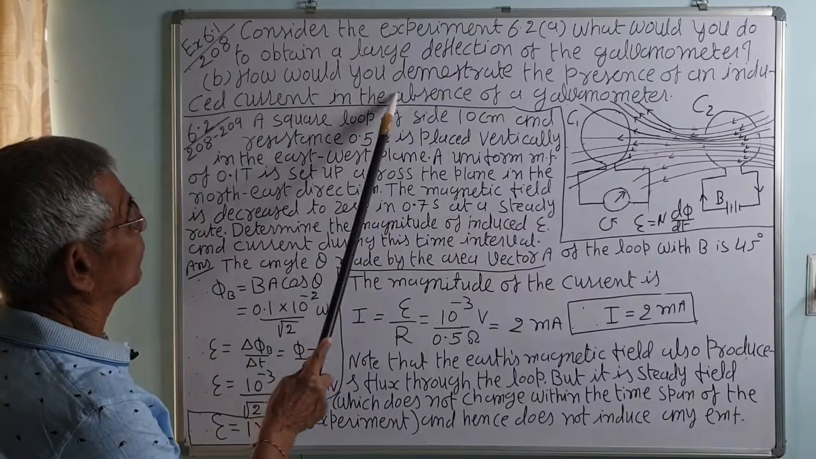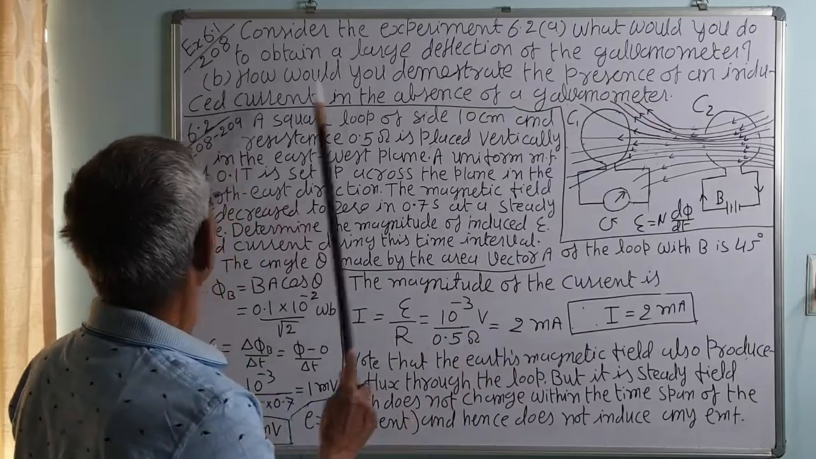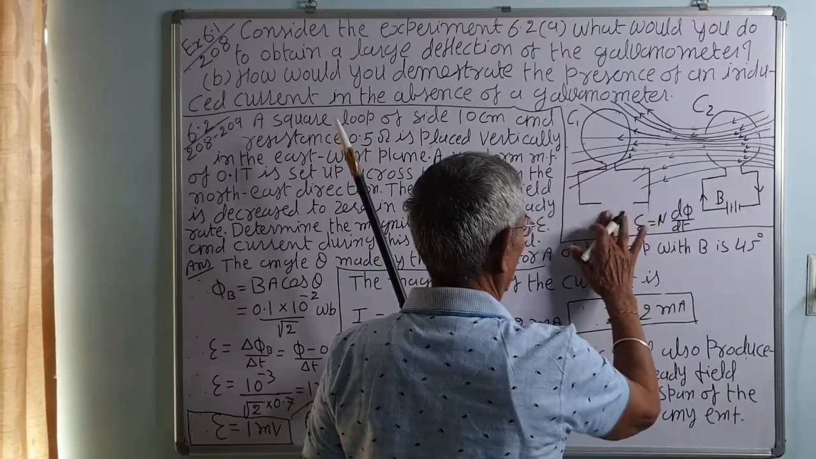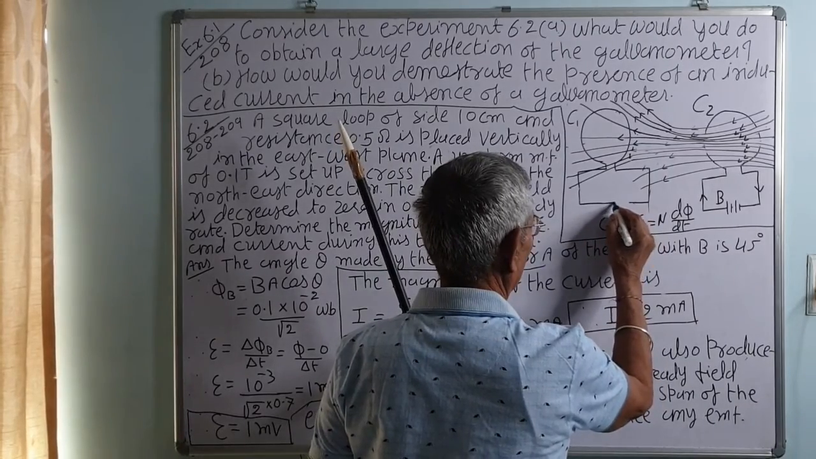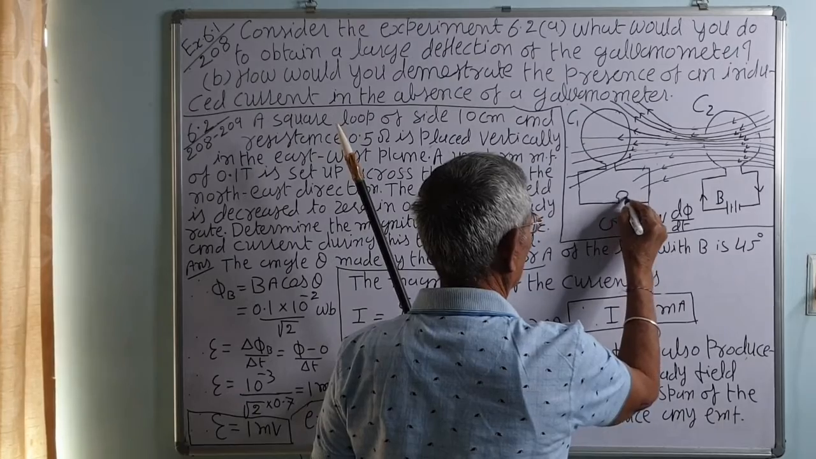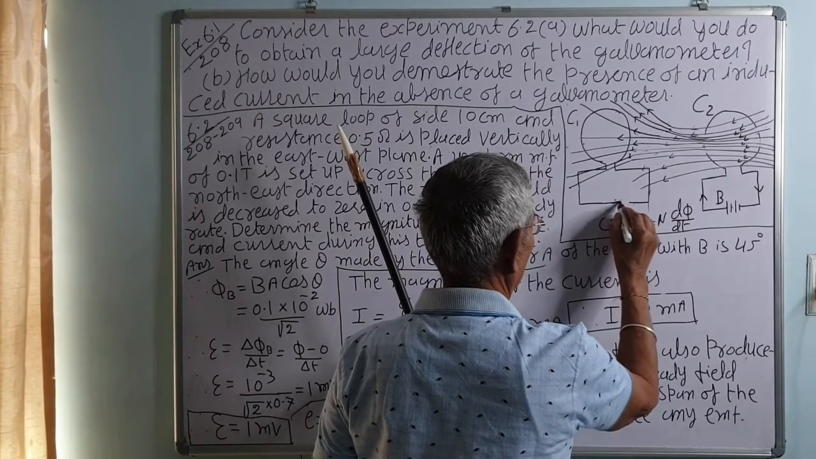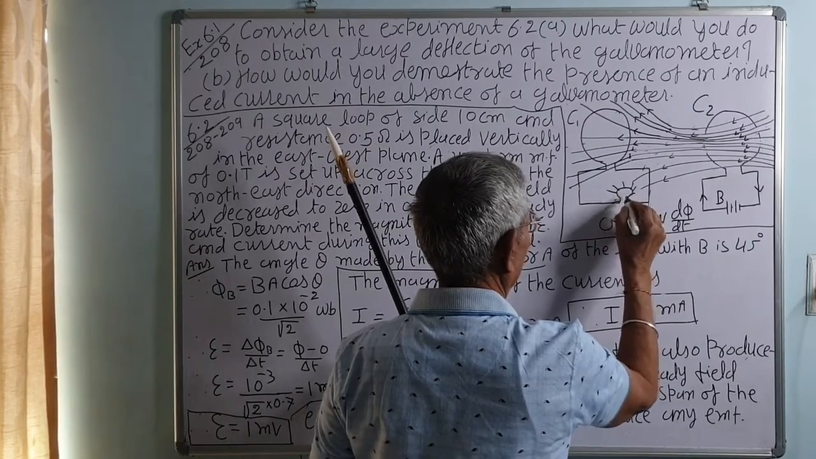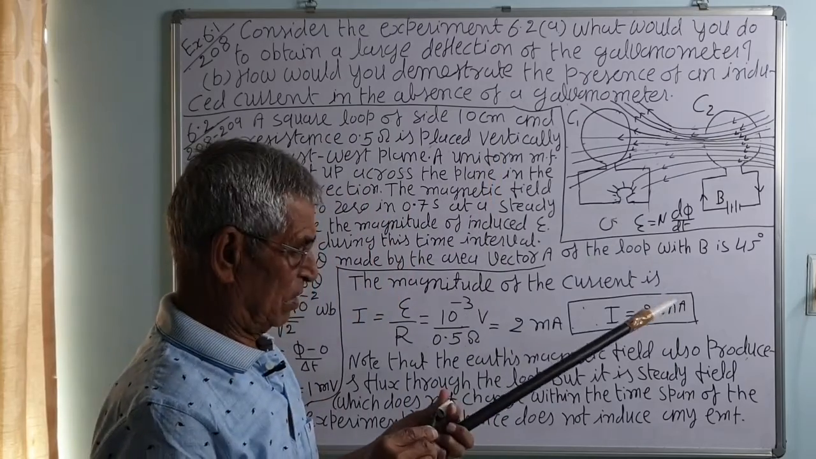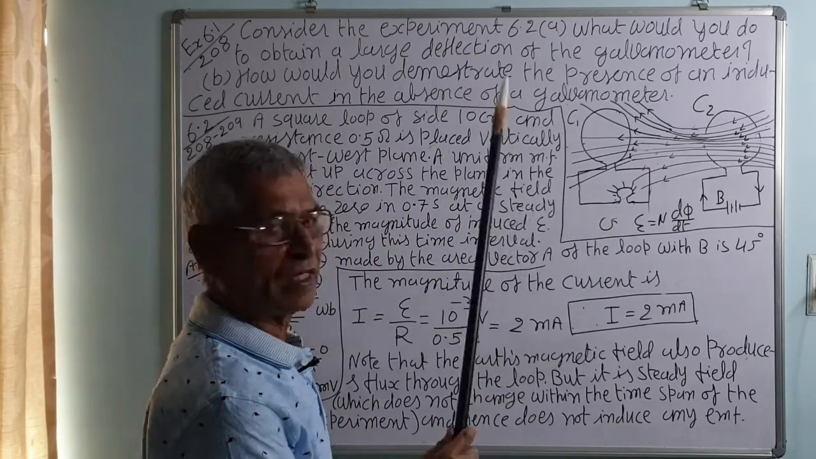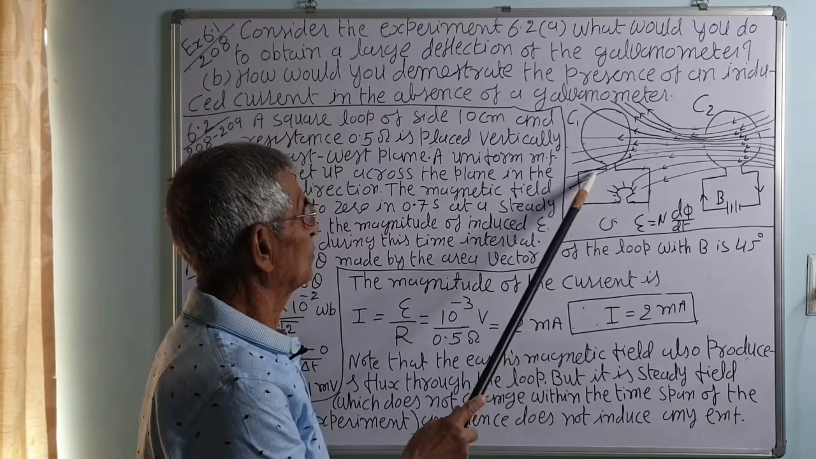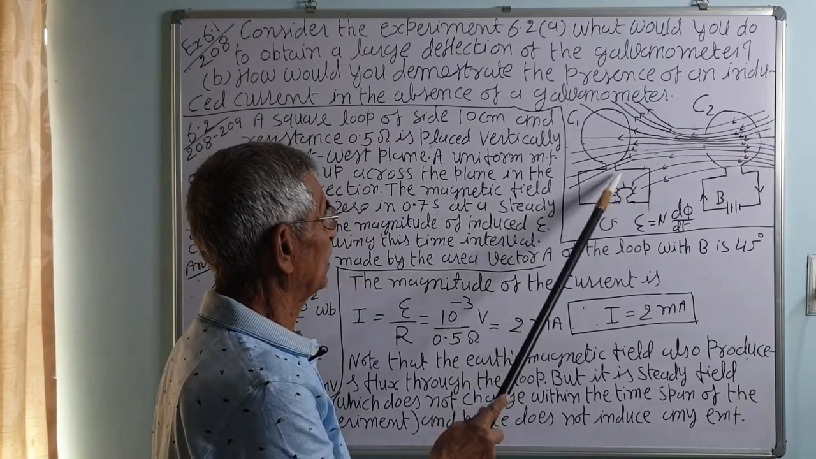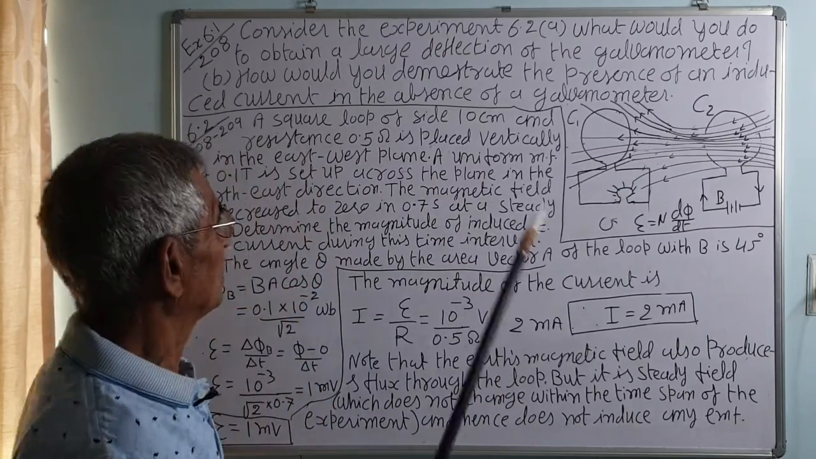Next part, how would you demonstrate the presence of an induced current in the absence of a galvanometer? Suppose the galvanometer is removed and you want to check, you can use a torch bulb. It will glow. If you move rapidly, it will glow brightly. That represents the presence of electric current in the second coil, that is the C1 coil.